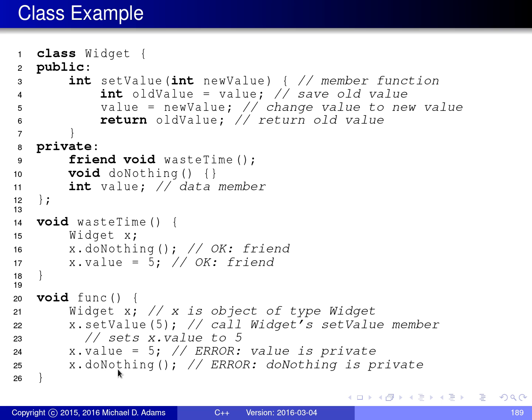Similarly, on this next line, the function func is not allowed to access or invoke the member function doNothing because doNothing is also a private member of the widget class. So only the widget class itself and friends of the widget class are allowed to invoke or access this function.